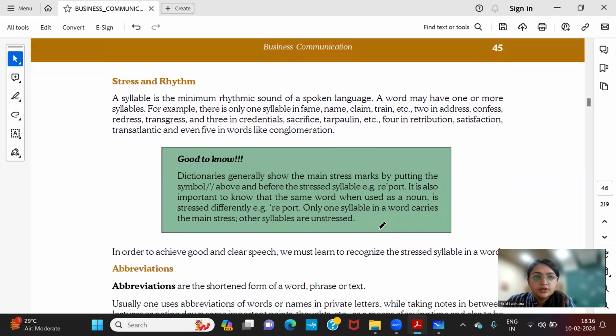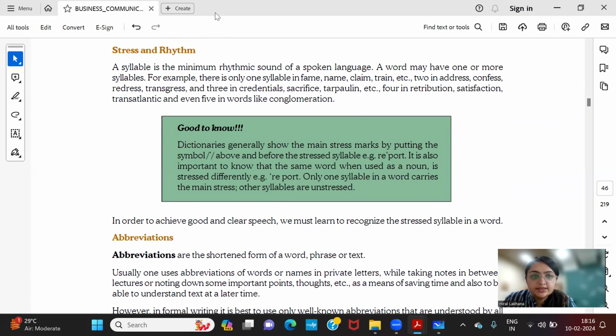Coming to the next part that we saw, which is stress and rhythm. We were speaking of syllables. A syllable is basically the minimum rhythmic sound of a spoken language. A word may have one or more syllables. If we look at these words: fame, name, claim, train, there is only one syllable that we have while pronouncing the word.